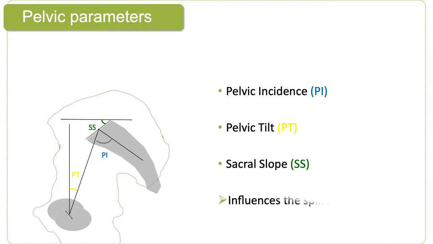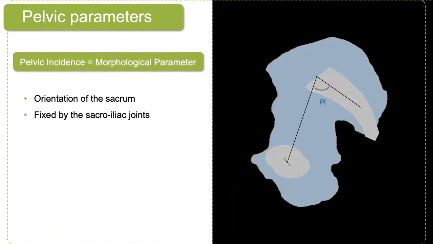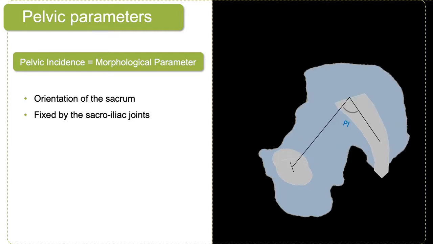The pelvic incidence is equal to the sum of the sacral slope and the pelvic tilt. Just mathematics, they are complementary angles. Of paramount importance is to understand that PI, pelvic incidence, is an anatomical parameter. It is constant. It is the orientation of the sacrum inside the pelvis of each individual, fixed by the sacroiliac joint. It means that no matter how you rotate your pelvis, it will keep the same.